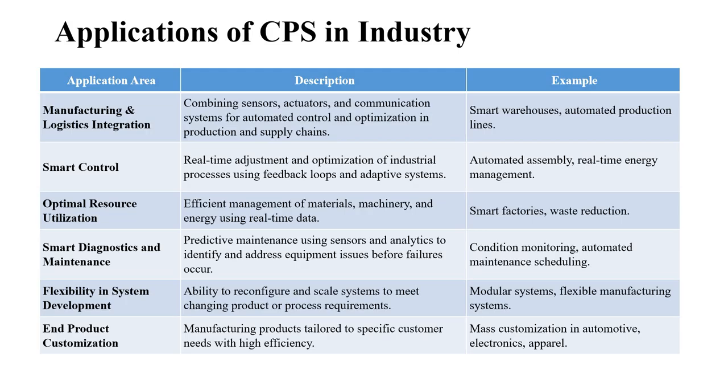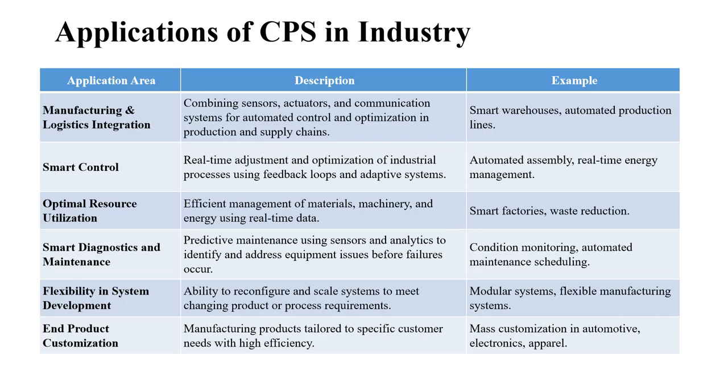Okay, and these systems enable seamless integration between physical components like machines and belts and the computational systems that manage the processes and the decision making. Here the examples are smart warehouses and automated production lines. Then second is the smart control.